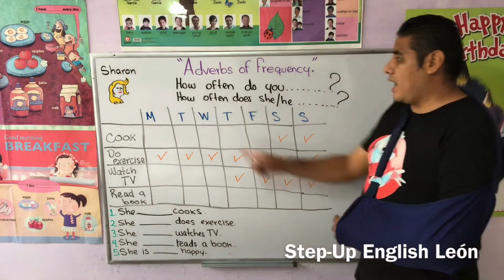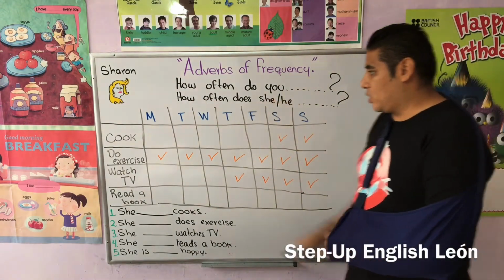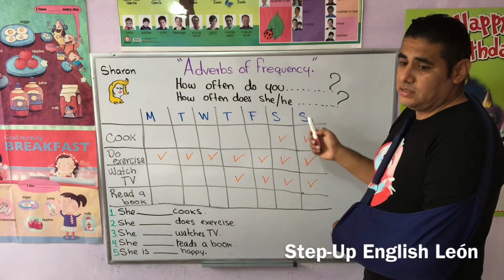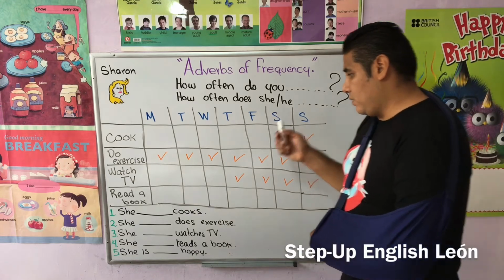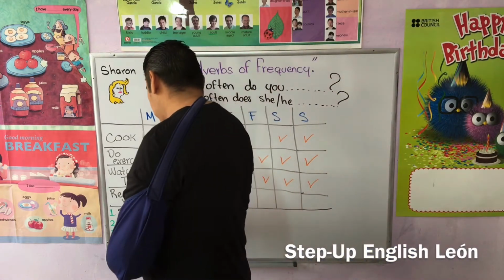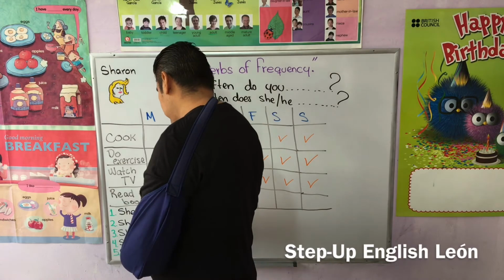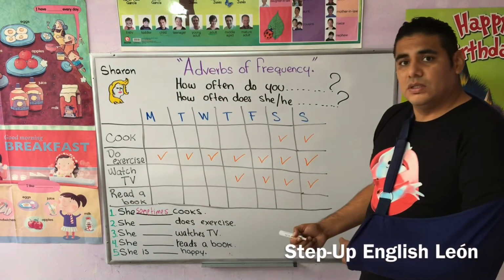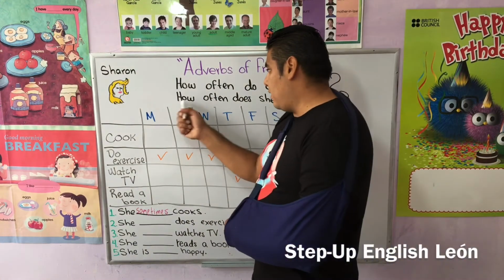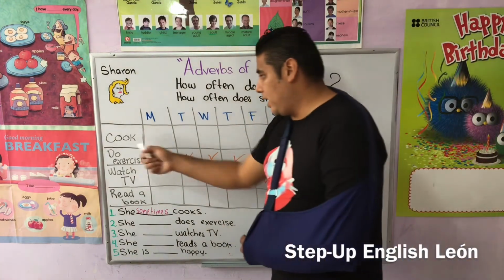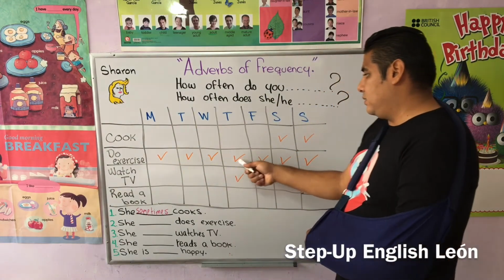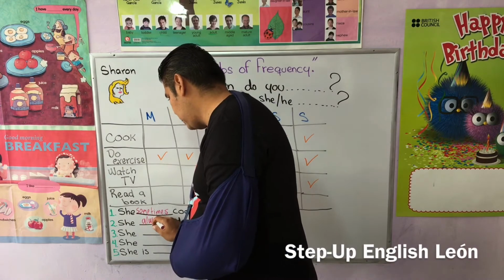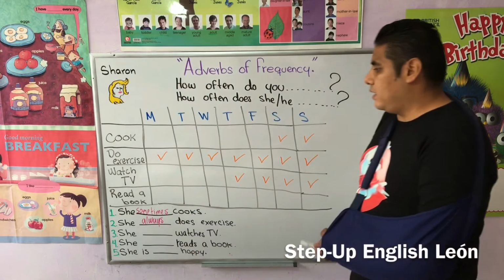Okay, how often does she cook? We see that she cooks only Saturdays and Sundays. We're going to write that she sometimes cooks. Yes? How often does she do exercise? She always does. Yes? Number 3.